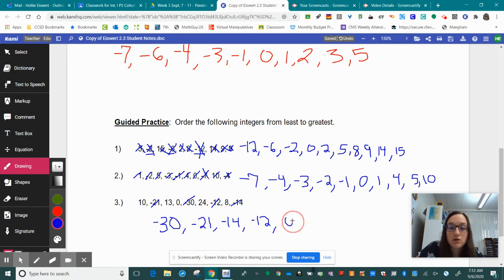Negatives are opposites, so it's like we're going in the opposite direction. That's it for negative numbers. Then we have our 0. And then from here, it's easy peasy, lemon squeezy. 8, 10, 13, and 24. 8, 25, 15, 10. Got them all.